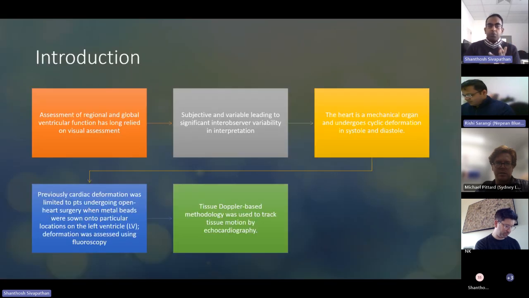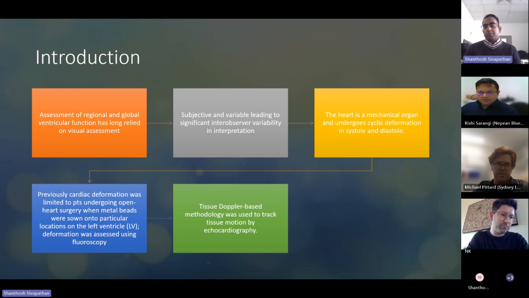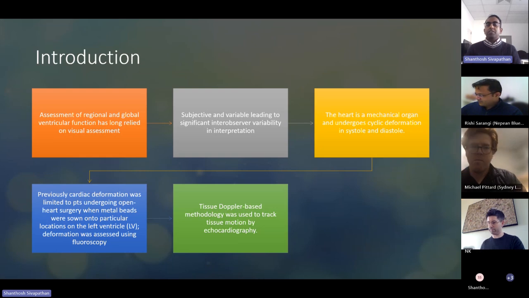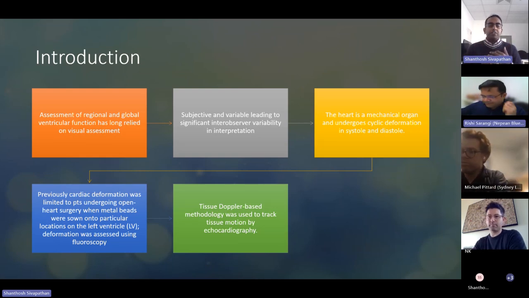We know that the assessment of regional and global ventricular function has usually in the past been relied on visual assessment. Since then, we've progressed, but the issue with visual assessment is it's so variable. It really depends on who looks at it, and they eyeball it and say, look, this is 50%, this is 45%. And we know that the heart is a mechanical organ that undergoes a cyclical deformation in both systole and diastole.